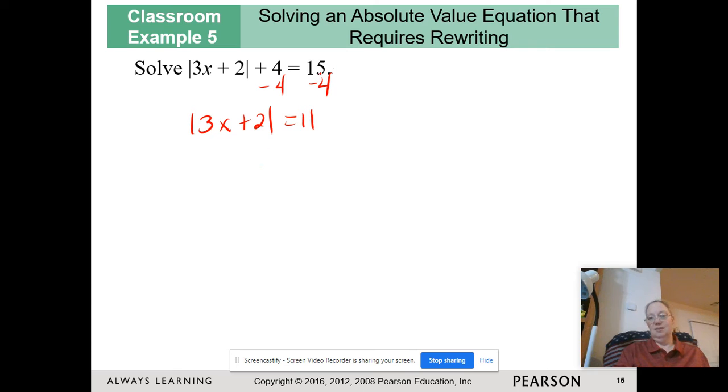Once we have the 4 on the other side, then, only then, can we set it equal to the positive and set it equal to the negative. Okay? And then we're just going to subtract 2.